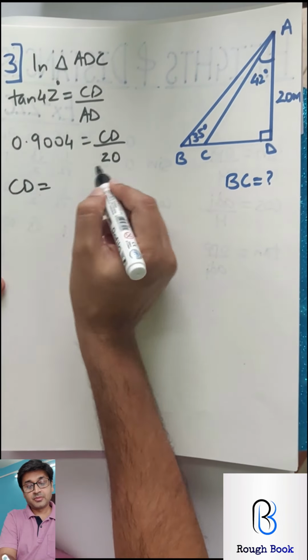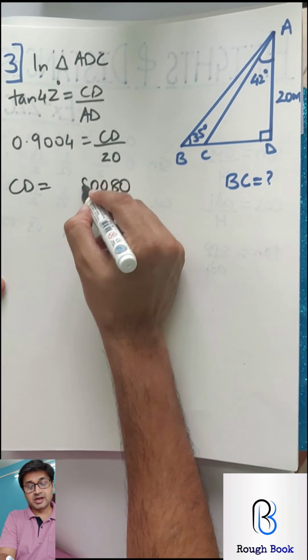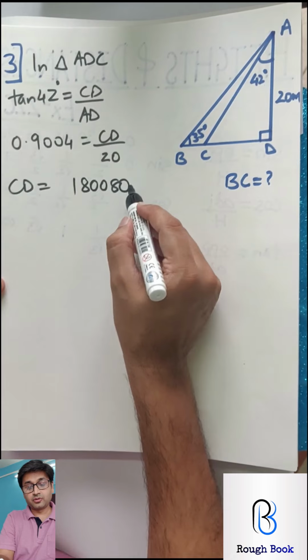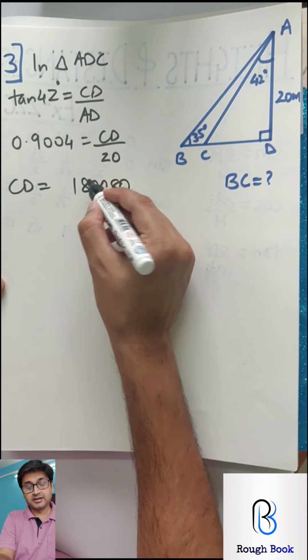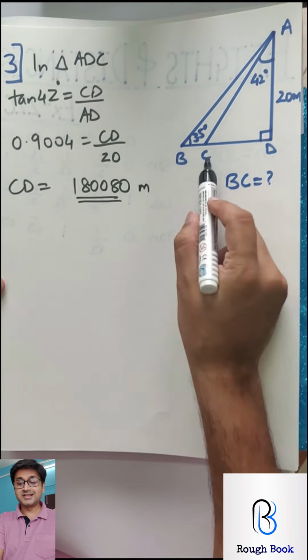So now CD, multiplying: 4 2s are 8, 2 more zeros, and 18. 4 decimals, 1 2 3 4. So I'll get 18.008 meters. This is what my CD is.